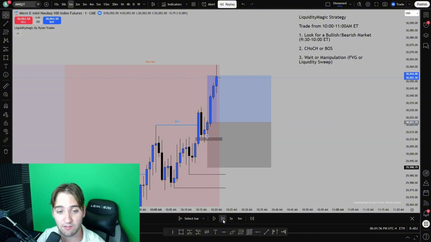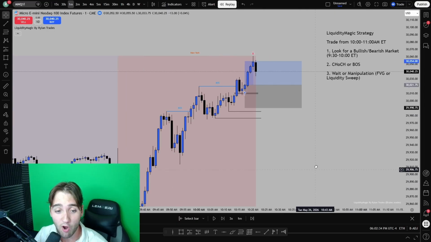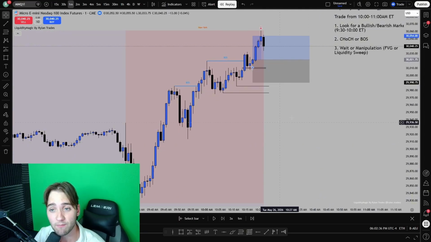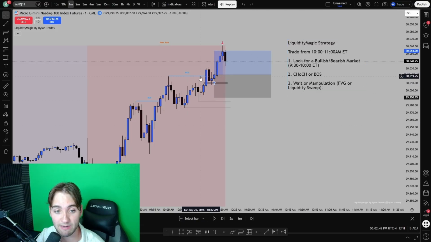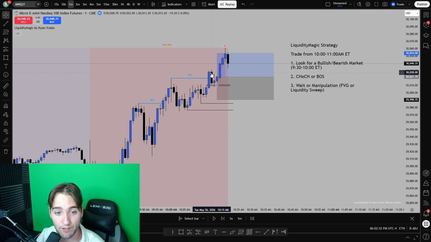Price continues a trend up. This is all I'm looking for. We're looking for a trending market. We're looking for developing a bullish or bearish bias, a specific time zone here, and then the change of character or break of structure. In this case, we had the break of structure. Then we waited for manipulation. We already had price come down inside this fair value gap. This was our manipulation, which we saw a rejection.